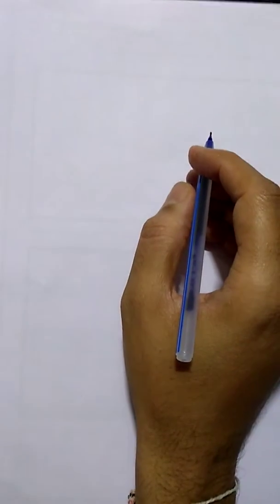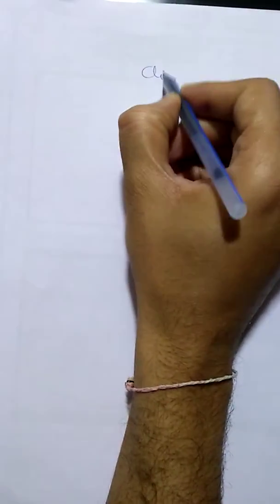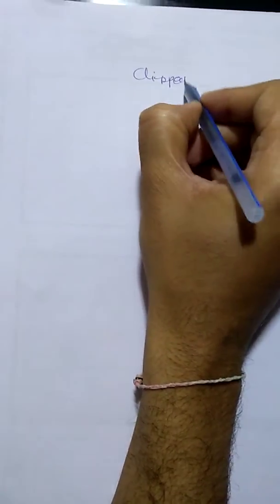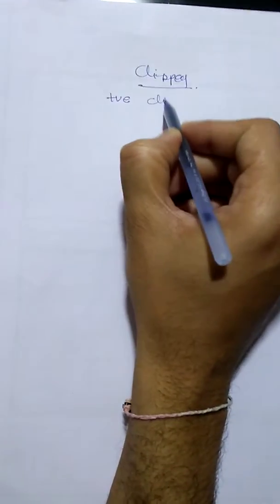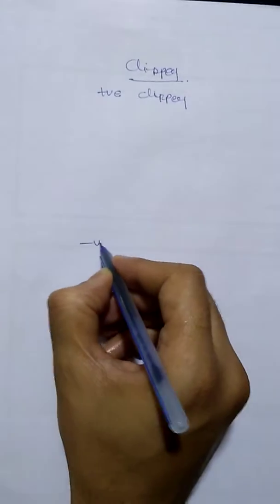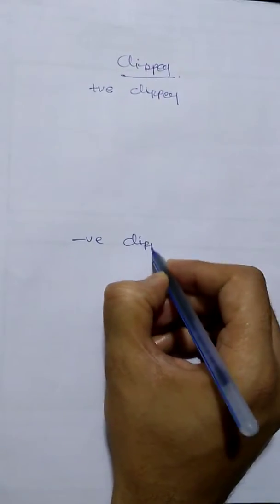So based on the previous topic, clipper, you can make one table in which all clippers are defined. So how can you design one table? First of all, you define the clipper, and then you can define the first two types: positive clipper and negative clipper.